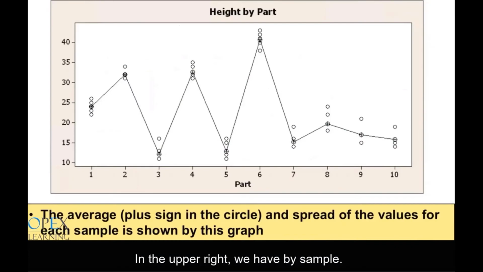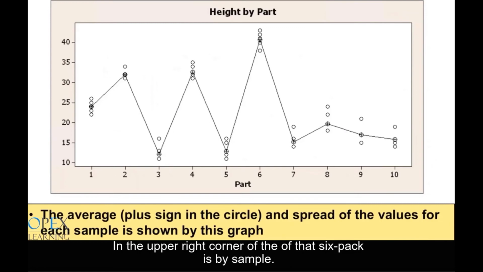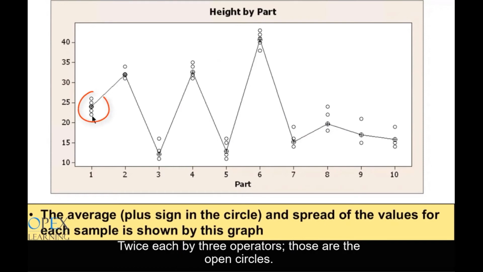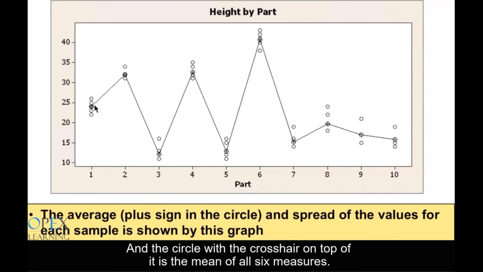In the upper right corner of that 6-pack is by sample. And what's done here for part 1, for cup 1, is all 6 measures, twice each by 3 operators. Those are the open circles. And the circle with the crosshair on top of it is the mean of all 6 measures.